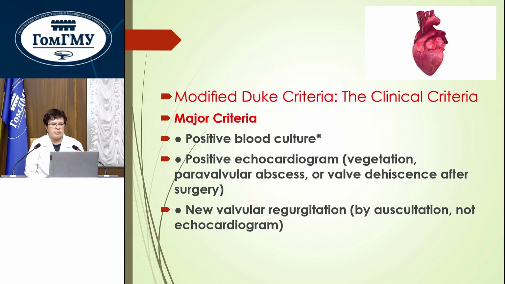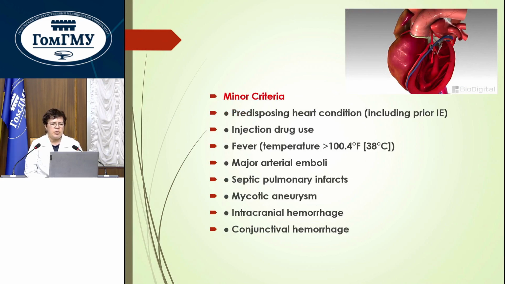Major criteria: positive blood culture, positive echocardiogram, vegetations, paravalvular abscess or valve dehiscence, or new valvular regurgitation by auscultation, not by echocardiogram. Minor criteria: predisposing heart condition, including prior infective endocarditis, injection drug use, fever, major arterial emboli, septic pulmonary infarcts, mycotic aneurysm, intracranial hemorrhage, or conjunctival hemorrhage.